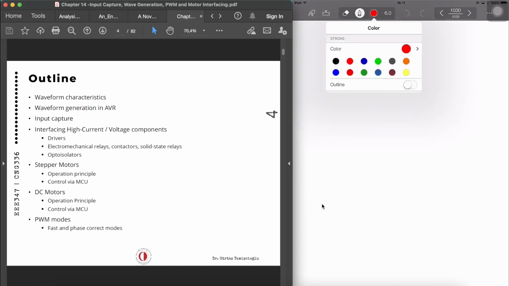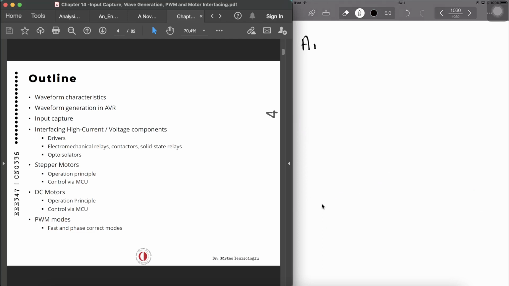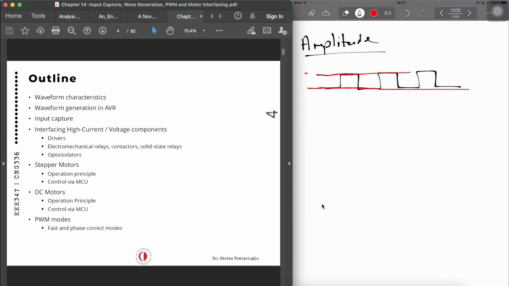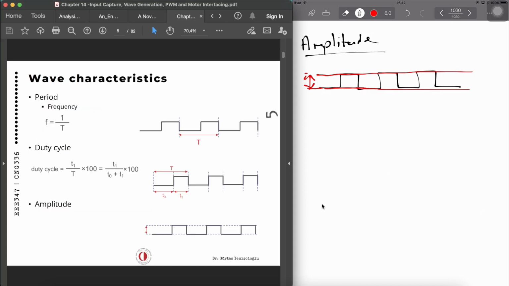And the last property that we need to consider is the amplitude of the wave. Amplitude is, again, a train of pulses where we have the low level and the high level, and that defines the amplitude of it. So that's actually the voltage level that we have. If you know the basic parameters of the waves, then we can easily use these terminologies in our analysis and the design of waveform generation.